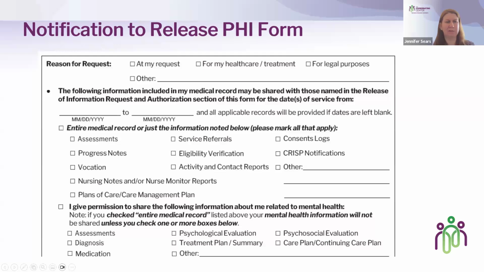This section here on the coordinating center's form is where you're going to choose what type of information you're giving permission to be released. So in the middle of the form, you can see you can choose either your entire medical record, or you can pick and choose from the list below of what type of information you want released. It is important to know that if you have any mental health information in your record, that information is not automatically going to be shared if you check entire medical record. If you want your mental health information shared, you're going to have to go down to this bottom section and physically check which things you want to be shared related to your medical health information.